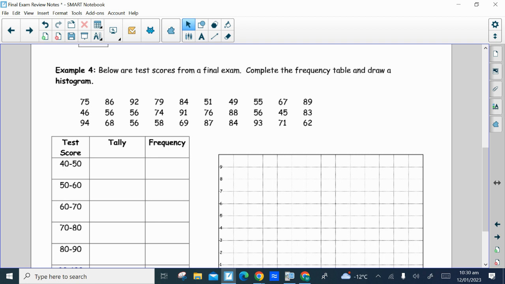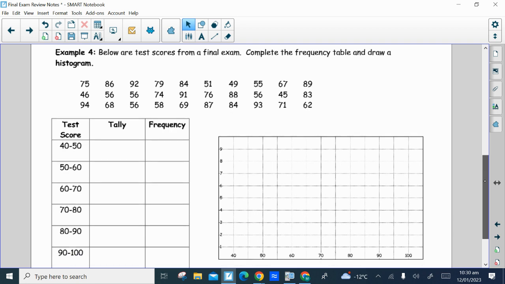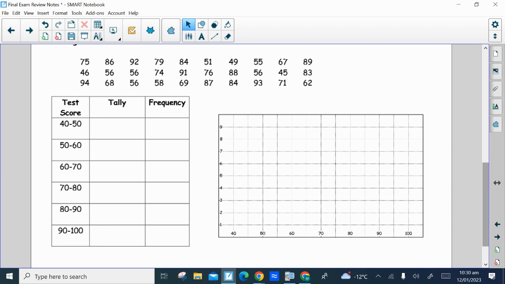You can see in the table, the test scores are divided up into intervals of 10 points: 40 to 50, then 50 to 60, 60 to 70, and so on. You also notice that there's some overlap here. You've got 50 in both the first and second range, and then 60 is in both the second and the third one. So if you get a score of 50, you'd put it in the first one, not the second one. That's the rule that we followed.